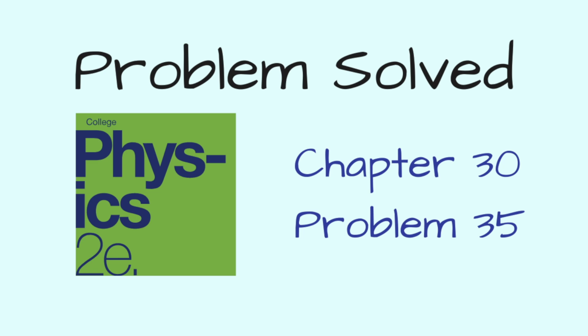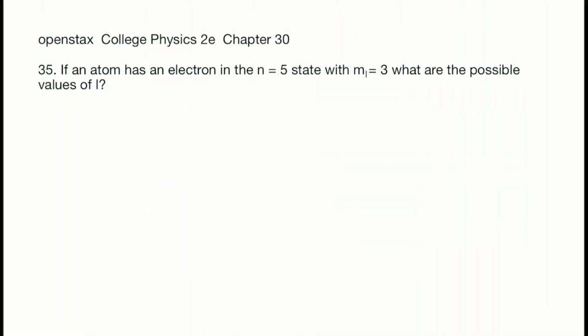Welcome. In this video, we are going to take a look at problem 35. It is from chapter 30 of College Physics 2E by OpenStax. In this problem, we have an atom that has an electron in the n equals 5 state with m sub L equals 3, and we need to tell what the possible values of L are.